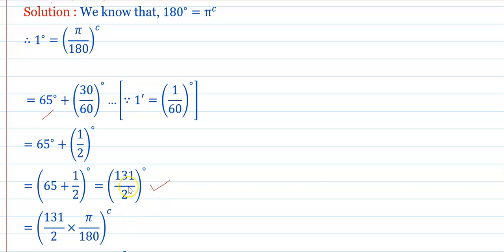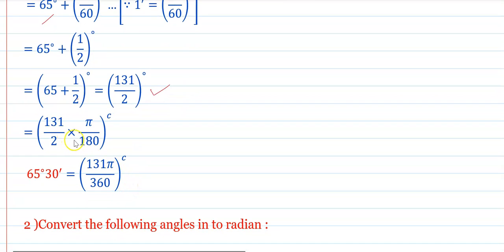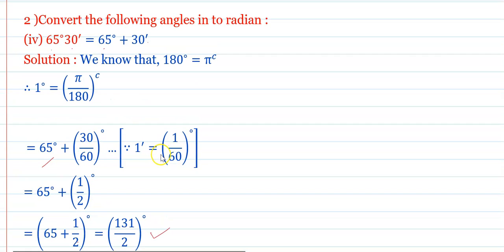Now we'll convert this degree to the radian. We'll multiply pi upon 180, 131 upon 2 into pi upon 180, and if we simplify, then you will get 65 degree 30 minutes is equal to 131 pi upon 360 radian. Okay, easy questions are there.